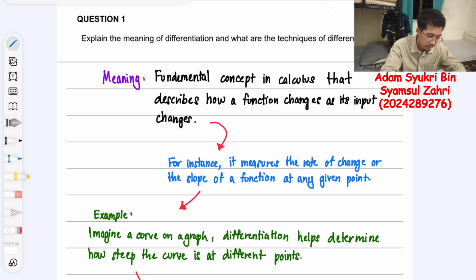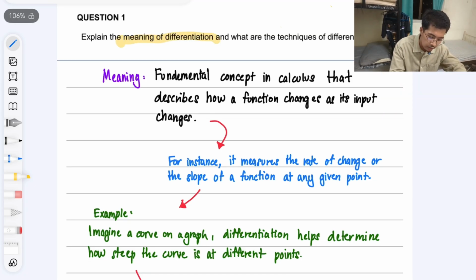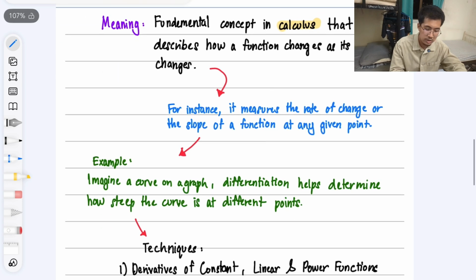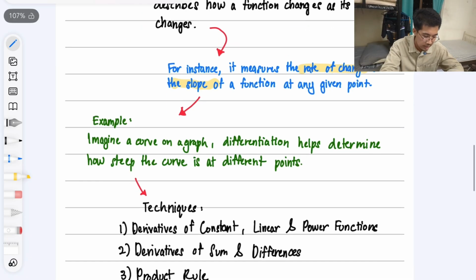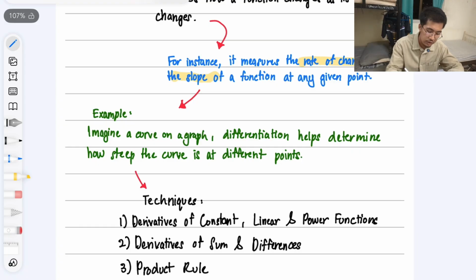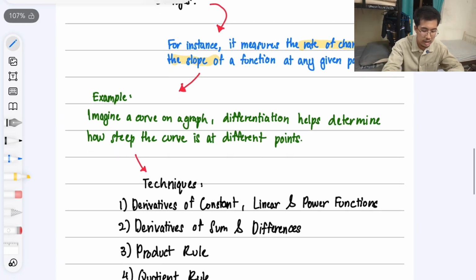Question 1: explain the meaning of differentiation and what the techniques of differentiation are. The first one is the meaning of differentiation. The answer is that it is a fundamental concept in calculus that describes how a function changes as its input changes. For instance, it measures the rate of change, or the slope of a function at any given point. For example, imagine a curve on a graph. Differentiation helps determine how steep the curve is at different points.